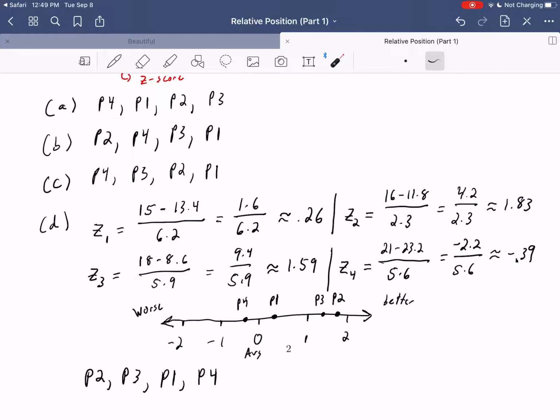Last thing I want to make a comment on here is notice that it really matters that we're not just measuring the difference between how they performed and their average. We're measuring the difference between how they performed and their average based on the standard deviation. That's really important when you look at player 2 and player 3. Notice player 2 was only 4.2 points above their average, but for player 3 they were 9.4. So in terms of just raw difference, player 3 was further above their average.